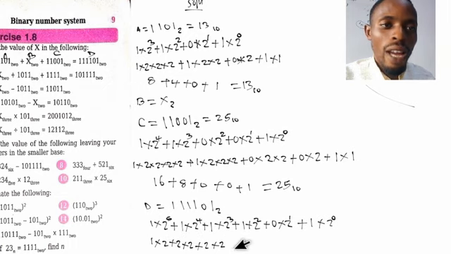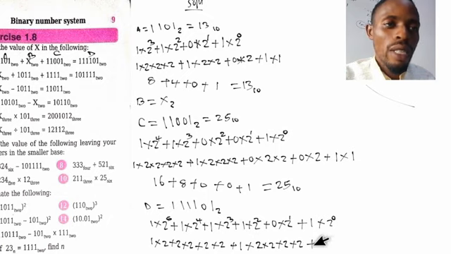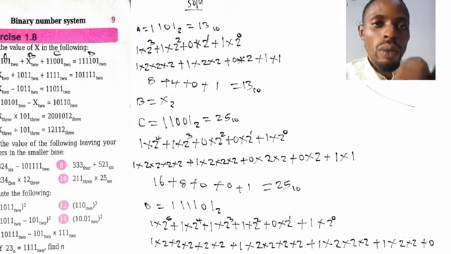Plus the next one, that is 1 multiplied by 2 raised to the power of 4, that is 2 in 4 places: 2 times 2 times 2 times 2. Plus the next one, 1 multiplied by 2 raised to the power of 3, means 2 appears in 3 places, 2 times 2 times 2. Plus the next one, 1 multiplied by 2 raised to the power of 2, that is 2 multiplied by itself 2 times. Plus, and the next one, that is 0 multiplied by. Let me try to create more space.